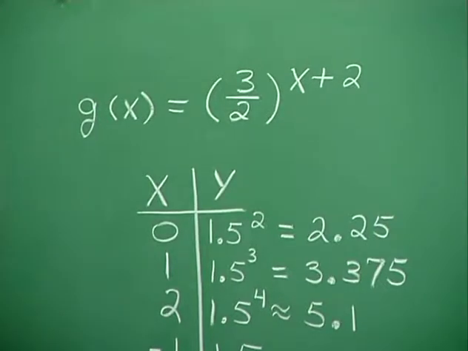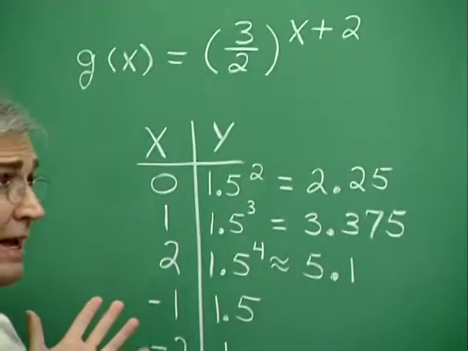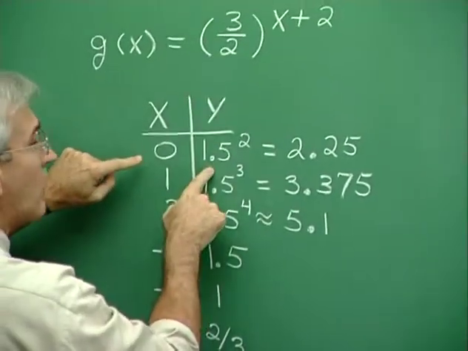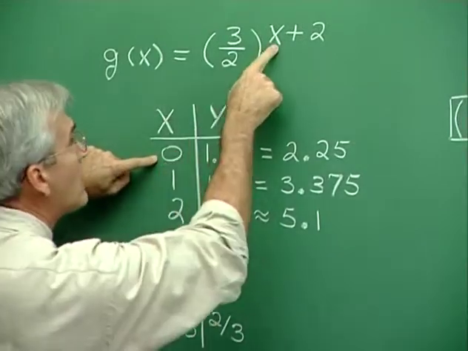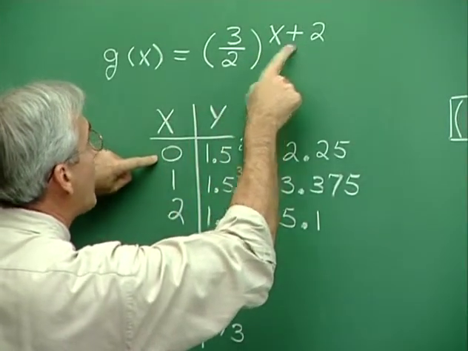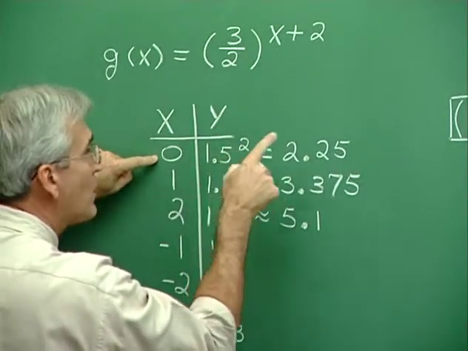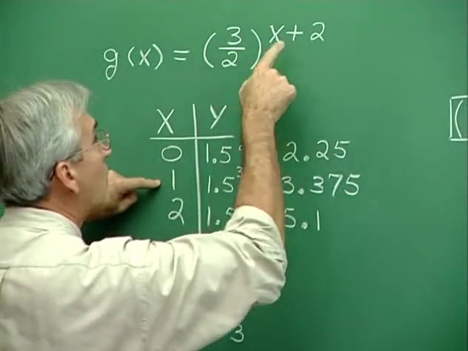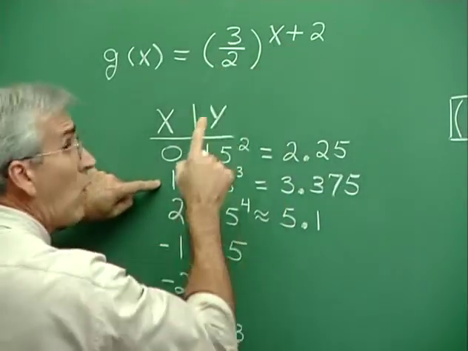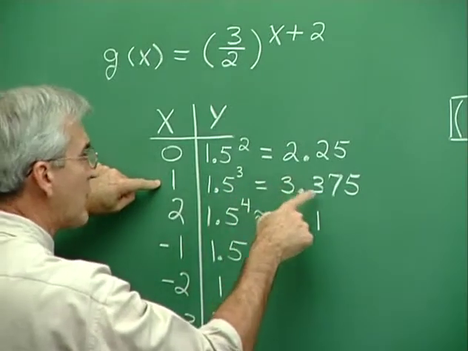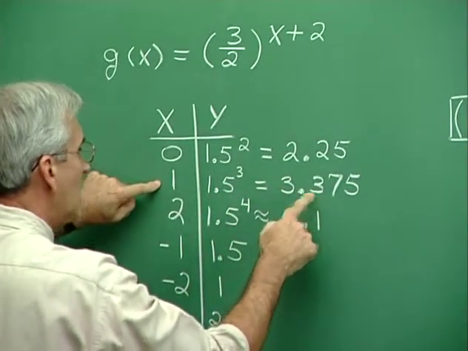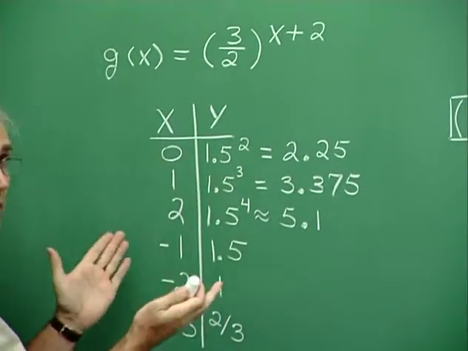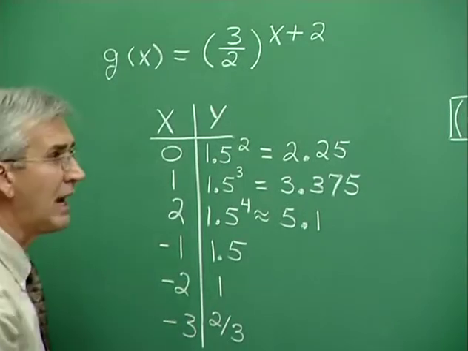Another way would be to use a point plotting method, and that would mean we need to make a table of values. And to do that, we think of 3 over 2 as 1.5. If x is 0, then we would have 2 for the exponent, so we would have 1.5 squared, and evaluating that, 2.25. And then if x is 1, we would have 1 plus 2 or 3 in the exponent, so 3 over 2 or 1.5 to the third power is 3.375, and so on. Okay, so once these get a little bit complicated, we need to use the calculator for evaluation purposes. And let's see what that would look like.